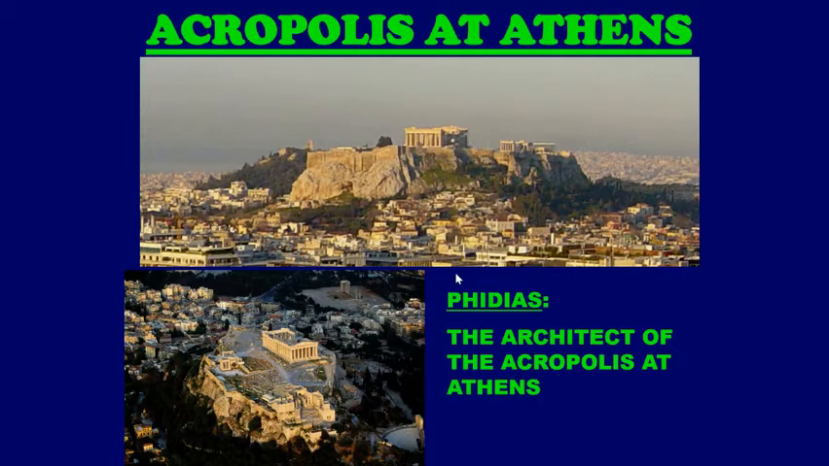And we're going to look at the Acropolis at Athens, and I want you to write down this definition too. Phidias is the architect of the Acropolis at Athens. Phidias. And there's this hill that just juts out right out of the middle of Athens, and that's where the ancient Athenians built their temples on top of that hill.